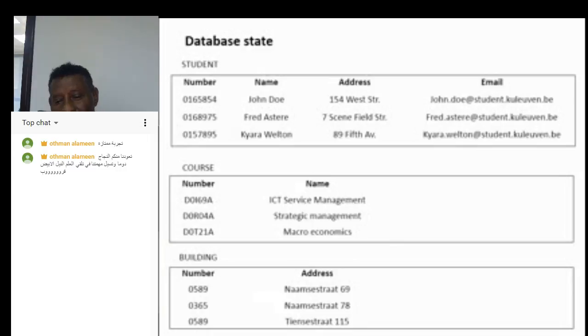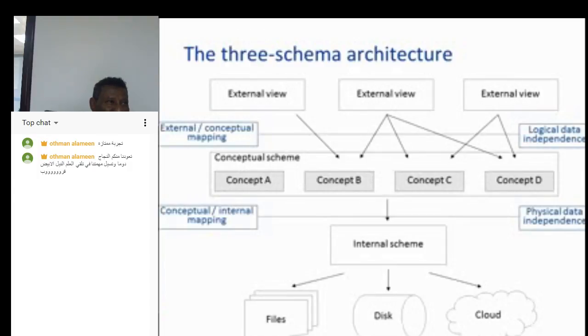A very important architecture underlying any database application is the three scheme architecture. Here you can see the three scheme architecture visualized. We're going to start at the middle. The middle is the conceptual scheme. This is going to involve all the concepts about which we want to gather information. So here you have concepts like student, professor, building, and course. And there you're going to model all these concepts.